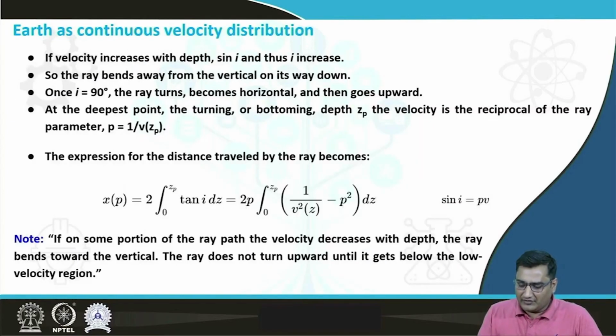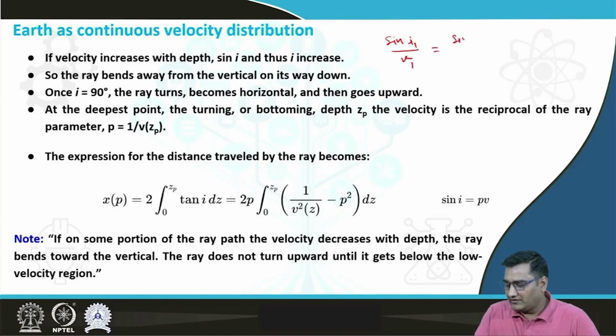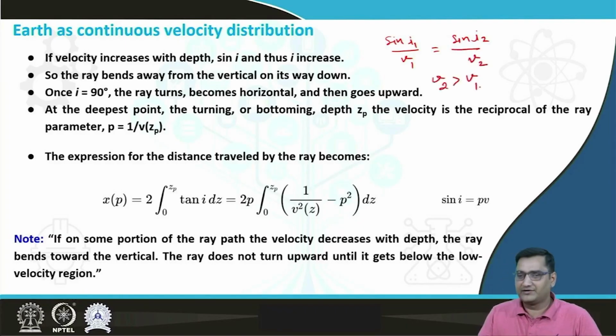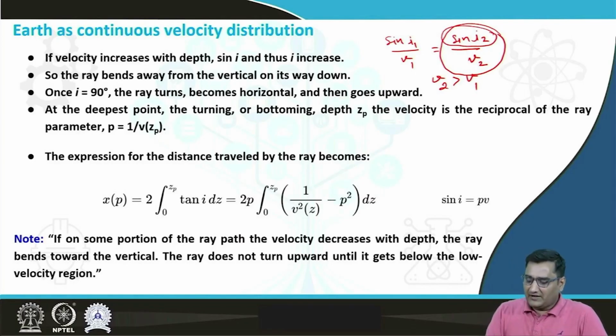So what is written over here? If velocity increases with depth, sin i and i increase, because if you go deeper down the earth, the velocities are increasing, and you know that Snell's law says that sin i1 by V1 is equal to sin i2 by V2, and V2 is greater than V1, since we are considering that the second layer velocity is greater than the first layer velocity or the top layer velocity. So if we want to keep this particular ratio constant, what do we need to do? We need to increase the value of sin i as well. That means if the velocity increases with depth, sin i and thus i will increase.